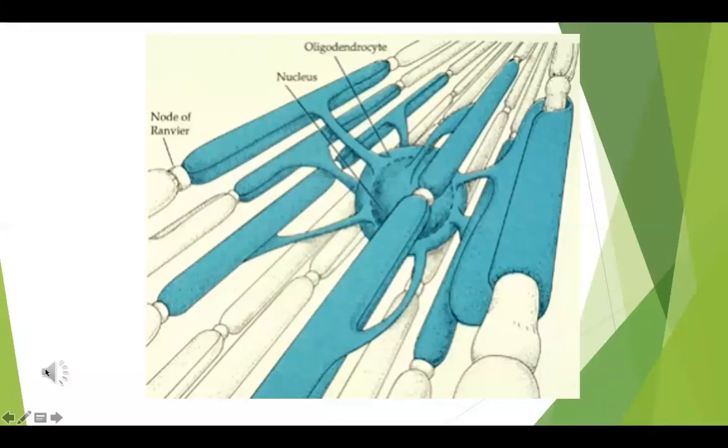Look at this drawing. This is how it is in the CNS. You have one oligodendrocyte in the middle, the circular one, that projects some myelin sheaths to different segments of different axons, multiple axons. Okay, this is how it happens in the CNS. So if you destroy one oligodendrocyte in the CNS, a lot of axons are affected.